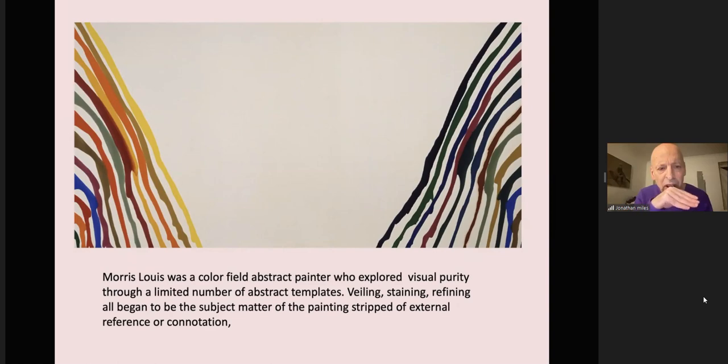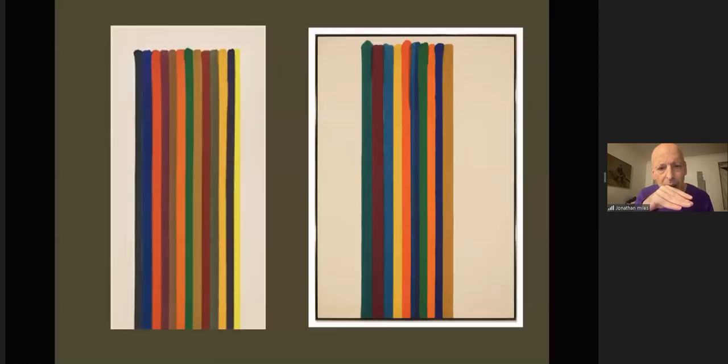So in a way, serialization is almost an attempt to get away from fixed index, a relationship to a floating index, whereby materiality starts to become predominant, such as staining or veiling. These are huge paintings, so they envelop the spectator in a field of color. It's Morris Louis.